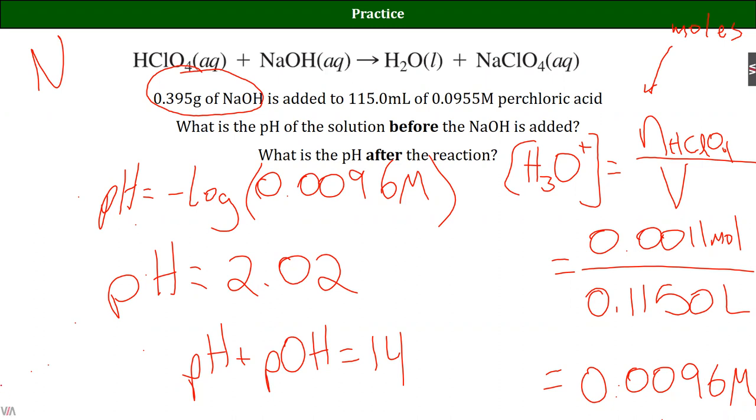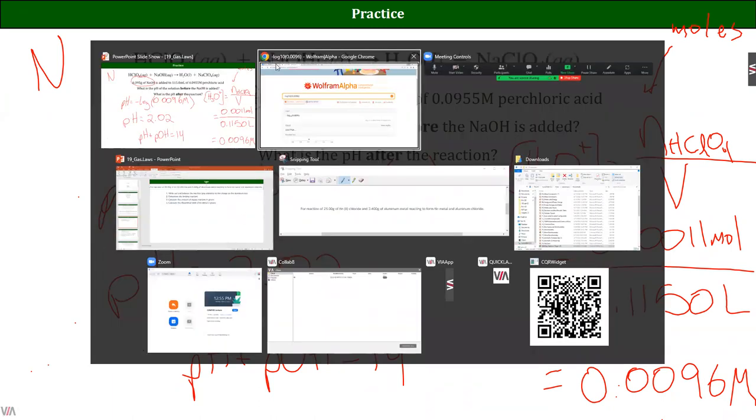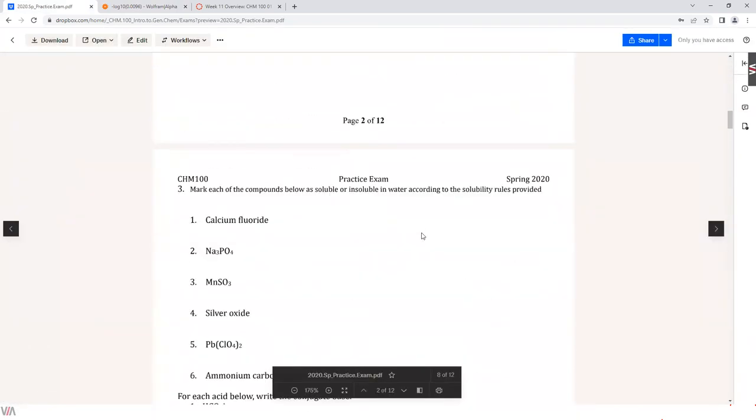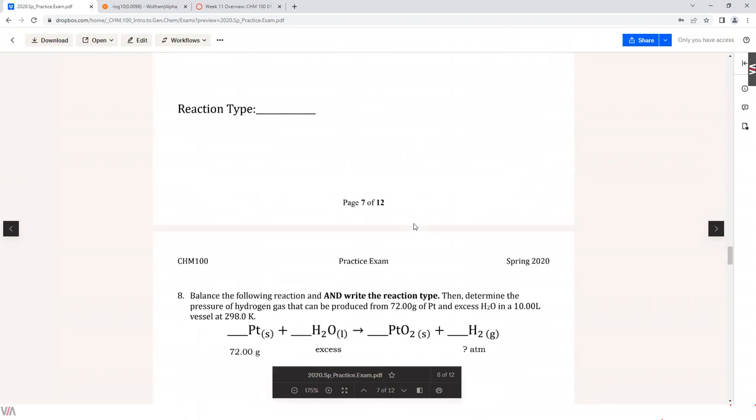So with that in mind, where we're going with this is another tool we have for figuring out how many moles of something we have, right? And that's going to show up on the practice test. Actually, I'm not sure if I put it on last year's.